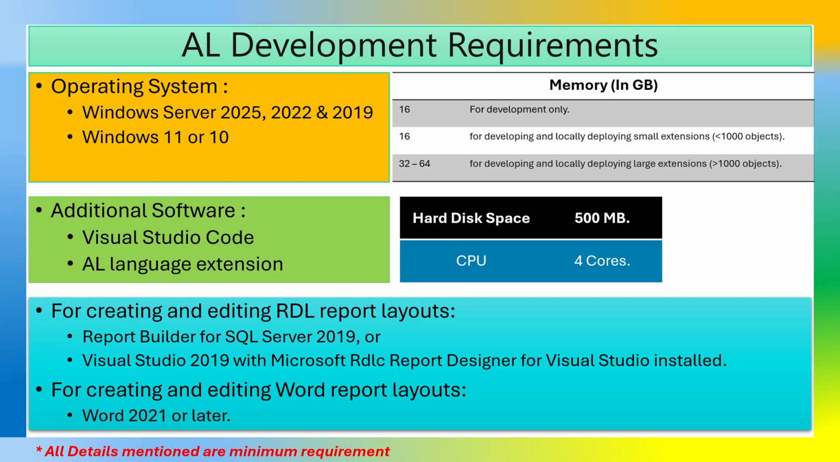From a space perspective, the Microsoft document says you need at least 500 MB of space for a development environment, and it's recommended to have a minimum 4-core CPU. Now, based on what you are developing, you surely need the RAM or the memory in your system, which is suggested to be 16 GB only for development purposes, and the same 16 GB for developing a small extension, which typically means less than 1000 objects. The range goes higher if you have a bigger extension, and that's 32 to 64 GB of RAM. Remember, whatever I'm saying here is the minimum requirement. It's not the suggested requirement. As per the Microsoft article, this is the minimum requirement of software that you need.